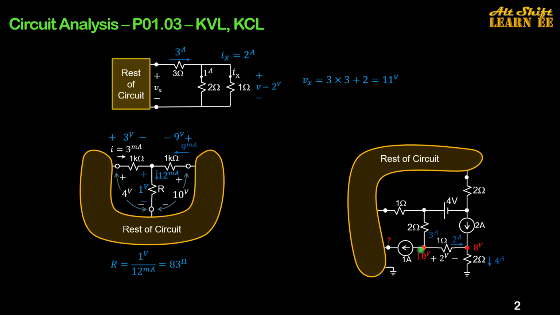This is 3 amp. This is 2 amp. Note the directions. So the current passing through this 2 ohm resistance, writing the KCL at this node, is 3 amp, and the direction is this way. So the voltage across this 2 ohm resistance is 6 volt, giving the 16 volt voltage at this node.